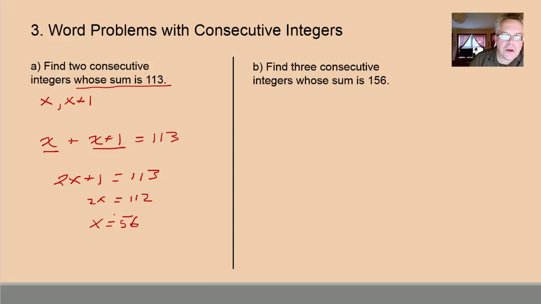So we have to answer the question. It says find 2 consecutive integers. So the first integer must be 56, and the second one 57. And sure enough, if you add them, you get 113.